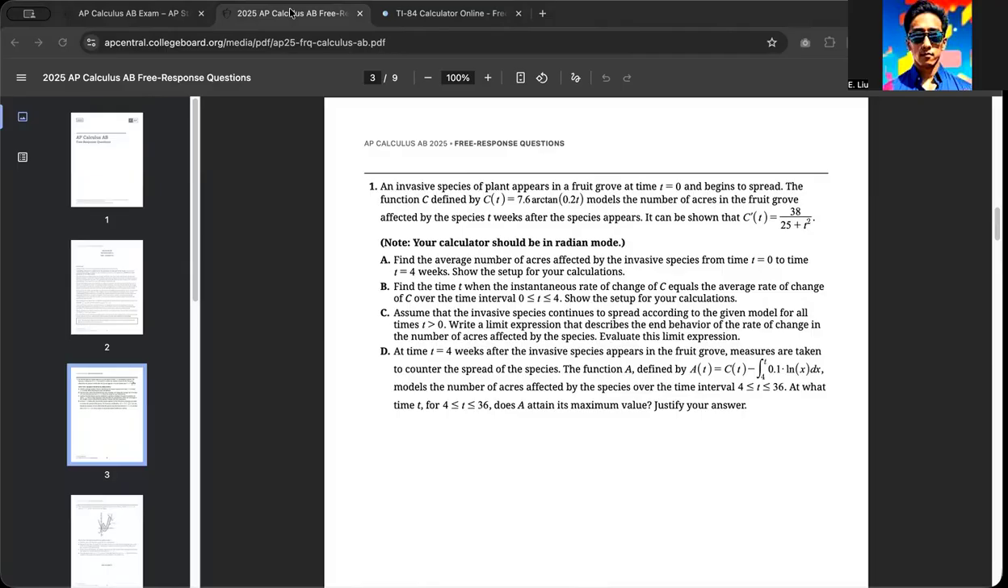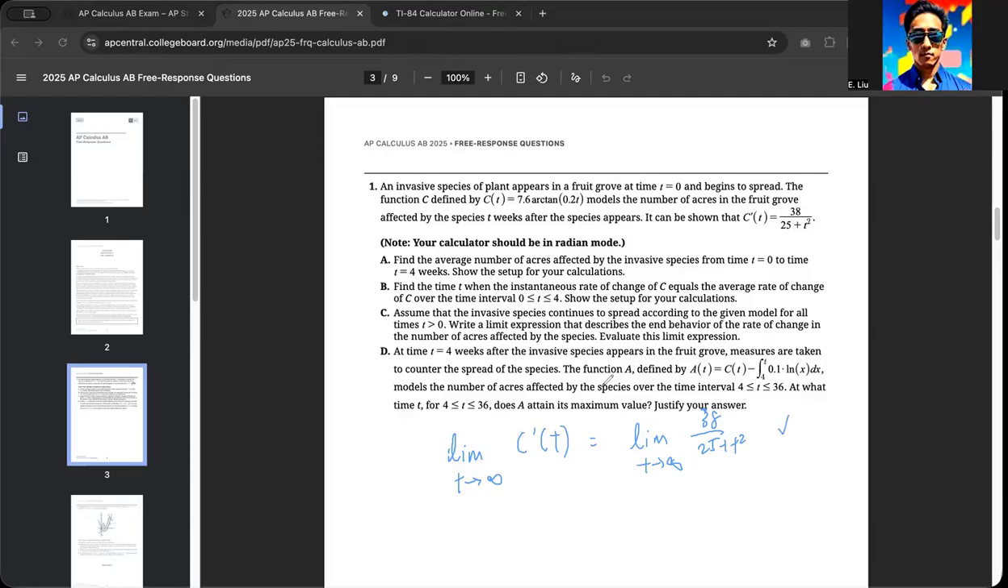So we're going to write the limit, the end behavior of the rate of change in the number of acres affected by this species. So we're going to take the limit as t approaches infinity, because we're asking for time to approach infinity, of our c prime of t, which is the limit as t approaches infinity of 38 over 25 plus t squared. So that's our first part. We got a point for this one.